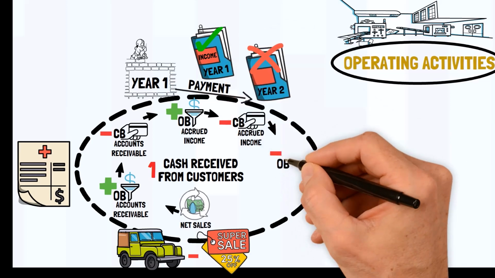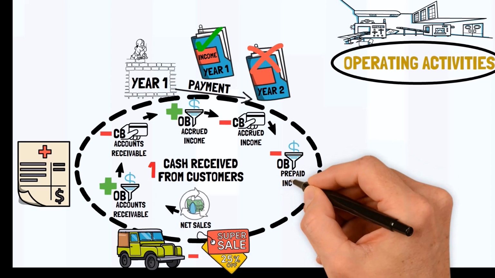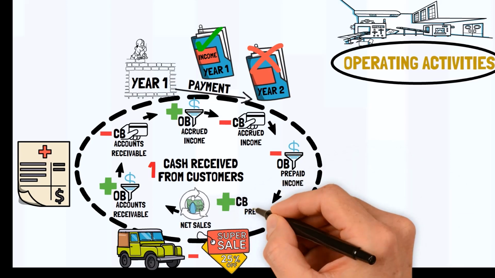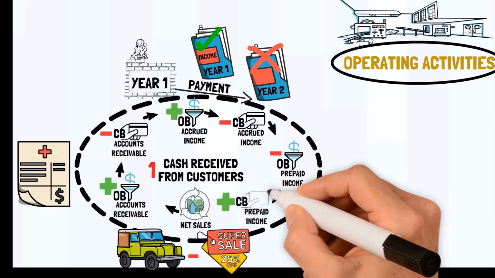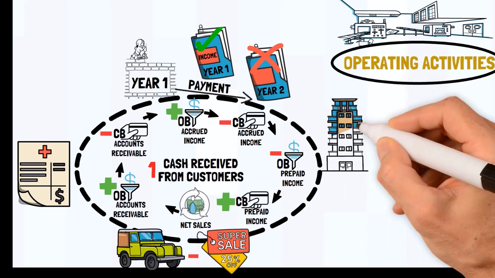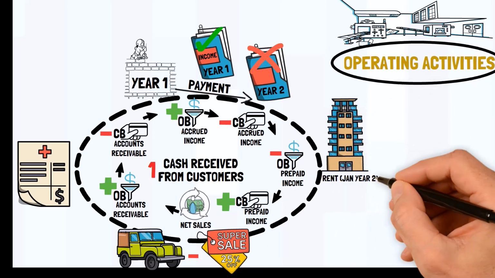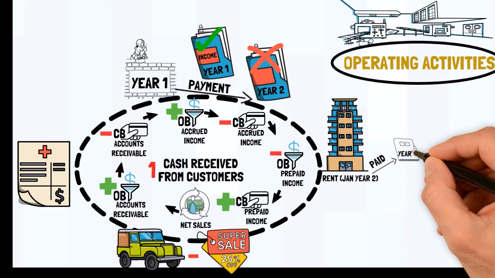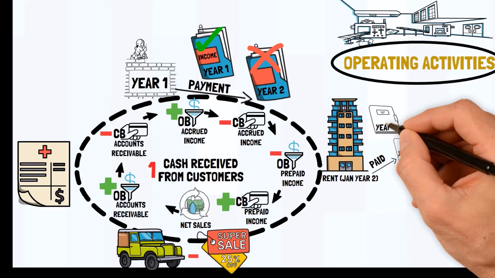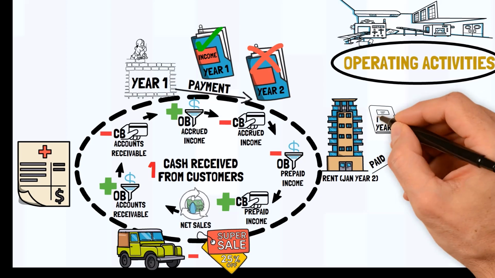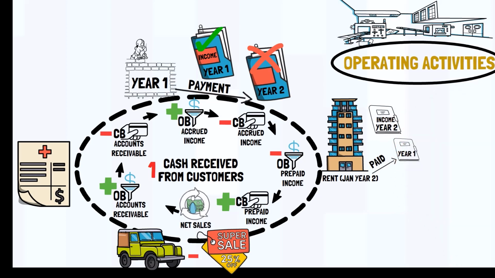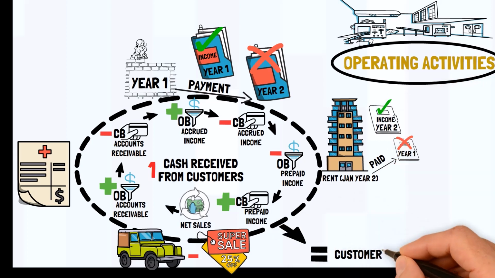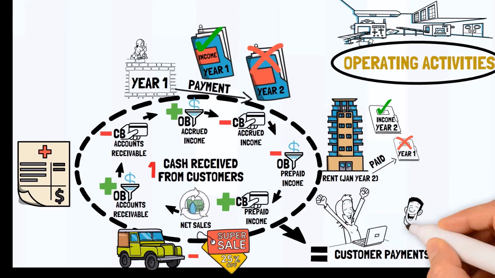Finally, subtract the opening balance for prepaid income and add the closing balance for prepaid income. For example, it can be a rental fee that has been paid in advance. The rent is paid in December of year 1 for January in year 2. This means that the payment was received in year 1, where the income must be booked to the accounts in year 2. Thus, the first item, cash received from customers, in the operative cash flow is adjusted.